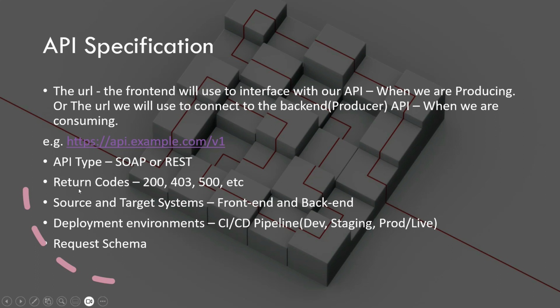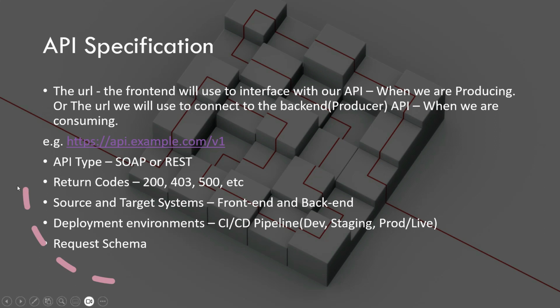Now, if you're talking about SOAP API, these are also called protocols, right? API type or API protocol. Whether you call it protocols or type, SOAP or REST API. Then you talk about the return codes. What are the return codes? Remember, as a consumer you're the one making the request to the back end. When you send your request to the back-end API, that API should be able to give you response codes that will determine whether your request was successful or not.